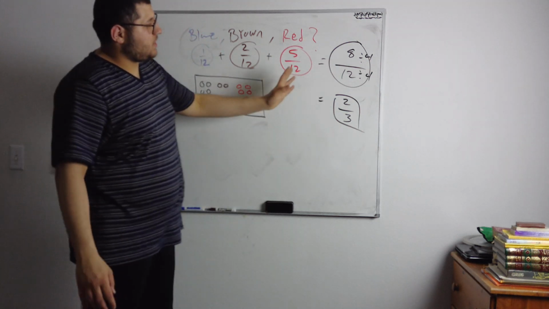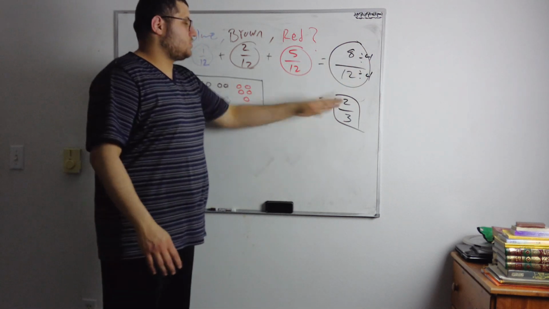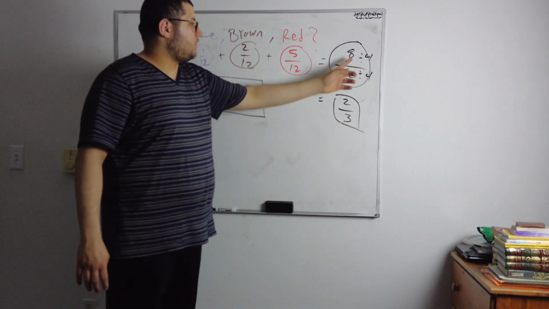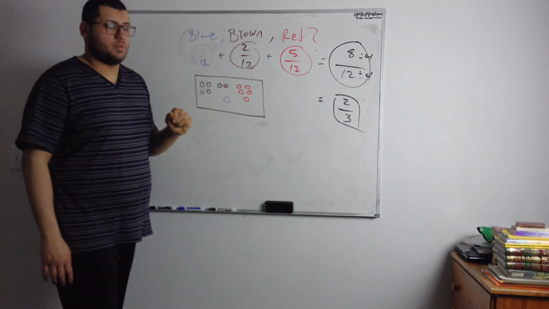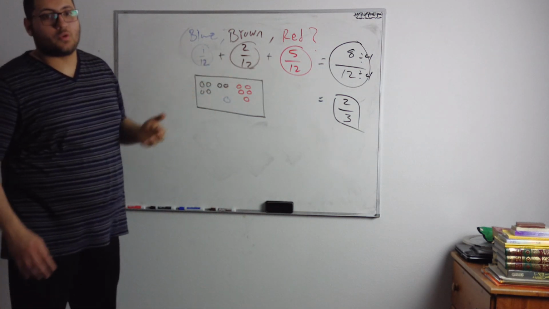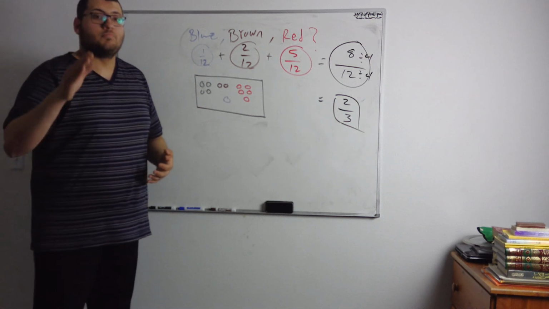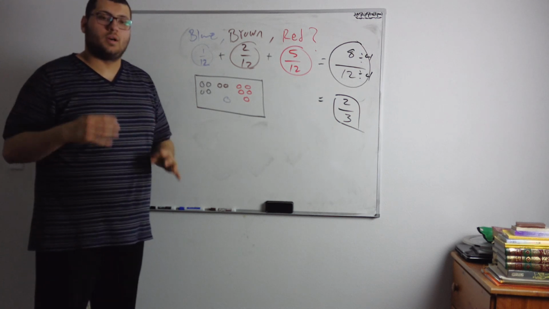But the main idea is that I divide this by 4 because I know 8 divided by 4 is 2, and 12 divided by 4 is 3. Whatever I do on the top, I have to do on the bottom, dividing by the same number. And for you to do that, you must be good at your multiplication table and your division table. If you have not memorized them yet, you must memorize them and practice.